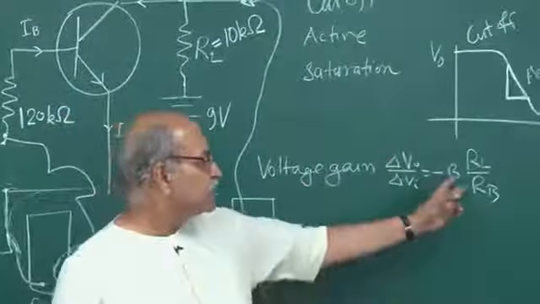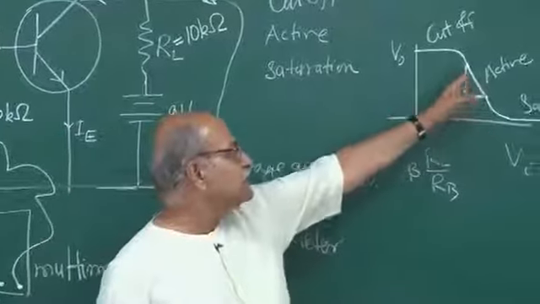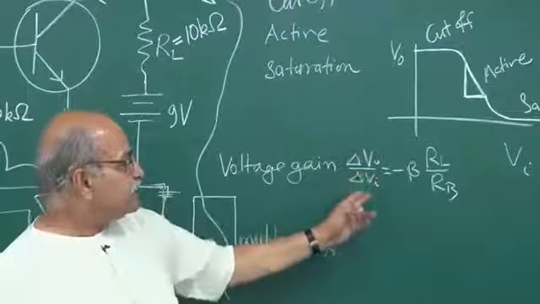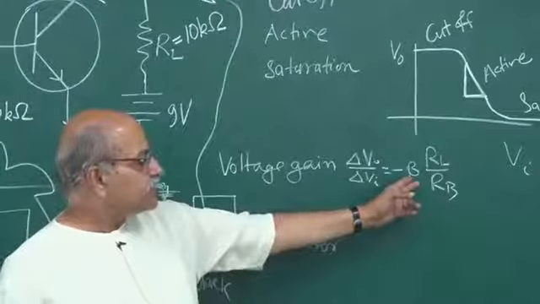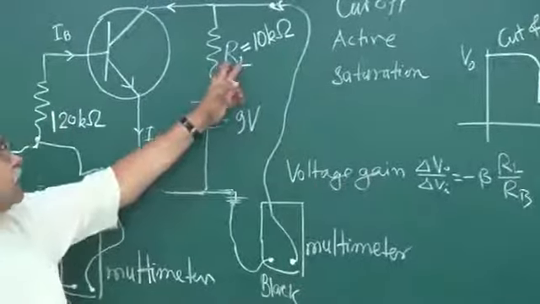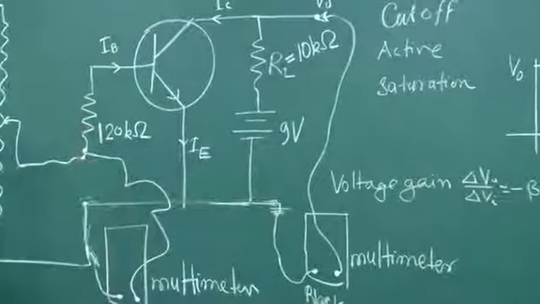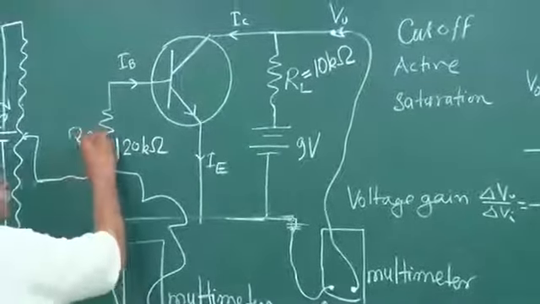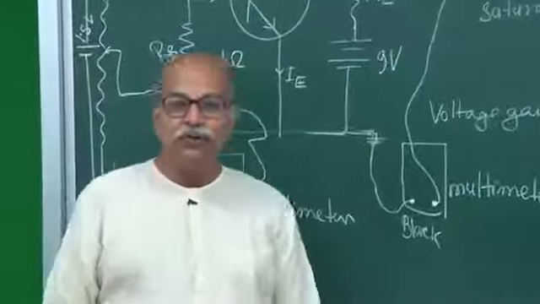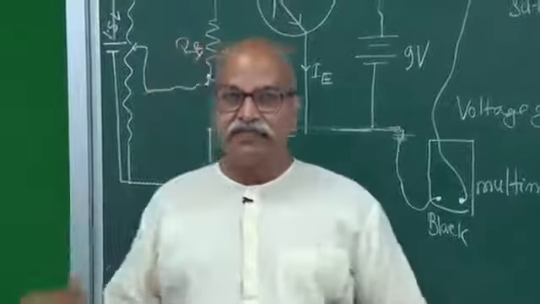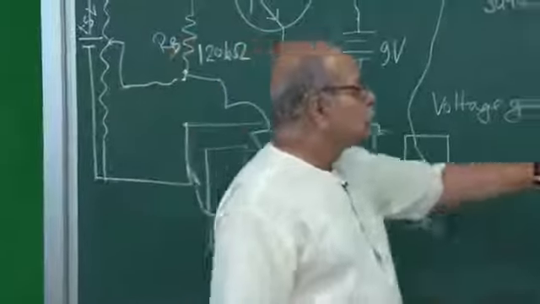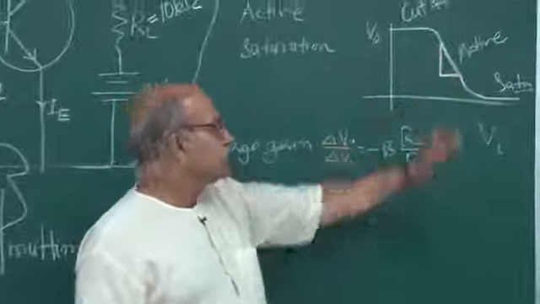And here is the relation, and it has to be in this linear region, and then the voltage gain is given by the beta factor of the transistor, multiplied by RL and divided by RB. This is RB. So today I will again go to that same experimental setup. It is still there on the table, and we will explore more on this linear region.